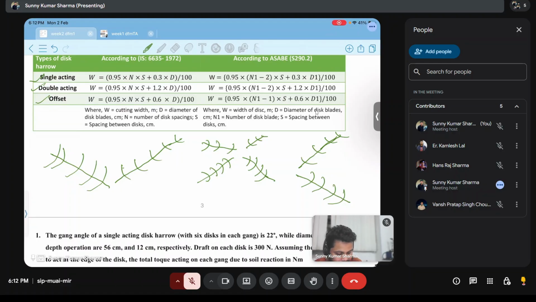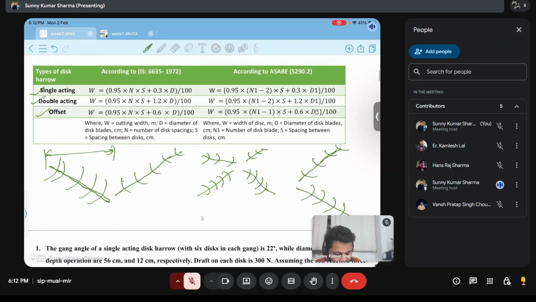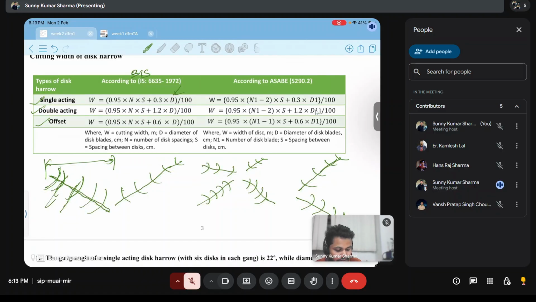So what we discussed, this will be our length of shaft, but that is not the cutting width. This is our cutting width. So what will be the formula if we know the number of discs on each gang, the spacing, and the diameter? We have two formulas: the BIS standard for getting the working width, and we also have the ASABE standard. So if we know the N, S and D values, we can calculate the working width of single acting, double acting and offset.